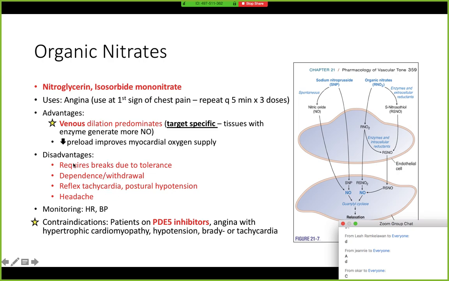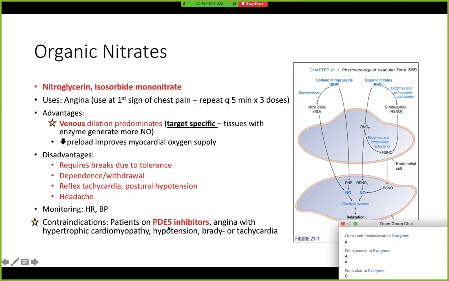So a couple disadvantages that he has in red was the fact that your organic nitrates are going to require breaks, and that's due to tolerance. And then also you can have dependence or withdrawal from them, reflex tach and postural hypertension, and then possible headache.